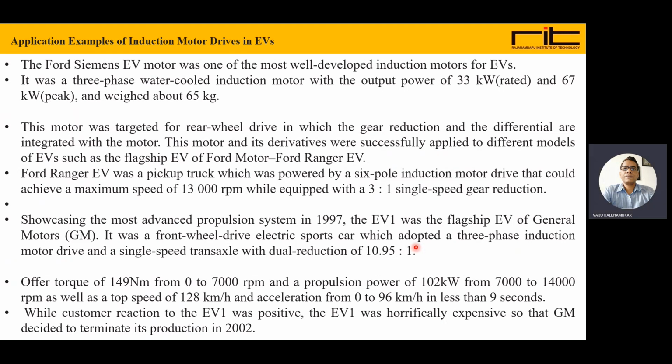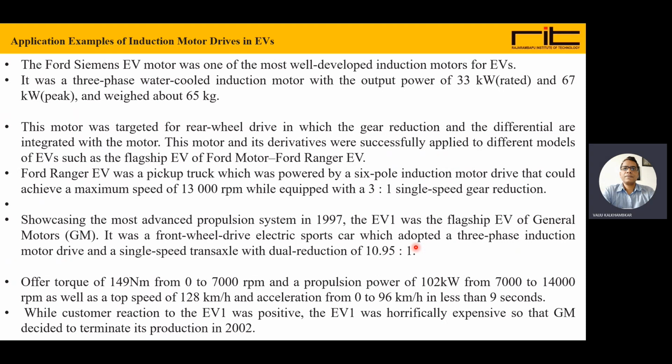Showcasing the most advanced propulsion system in 1997, the EV1 was the flagship EV of General Motors. It was a front-wheel drive electric sports car which adopted a three-phase induction motor drive and a single-speed transaxle with a dual reduction of 10.95 to 1.